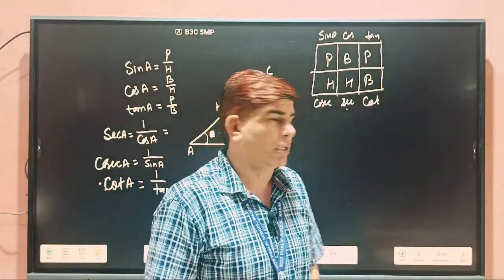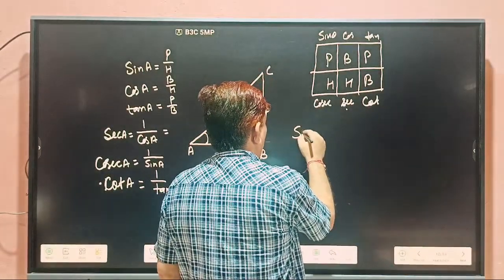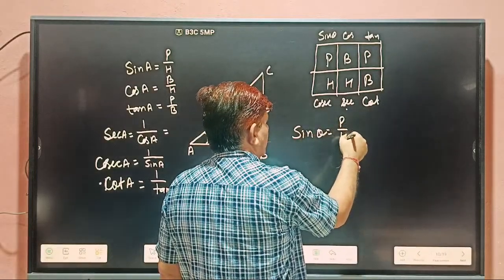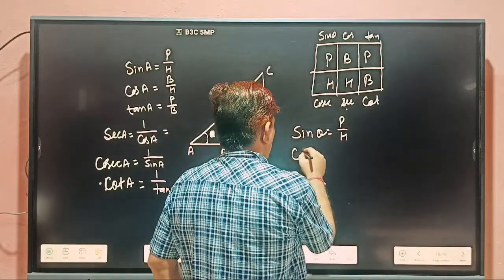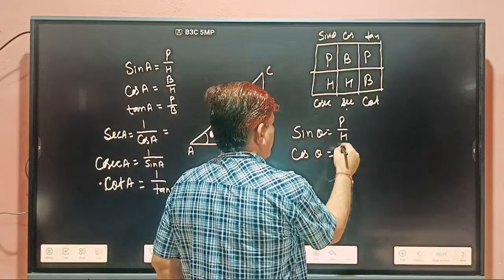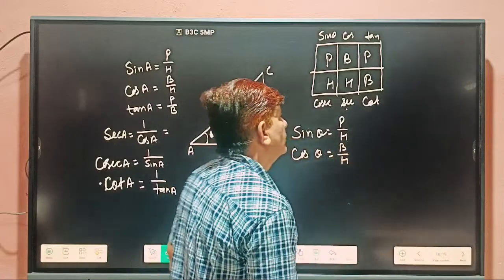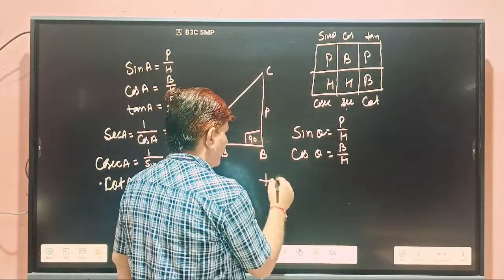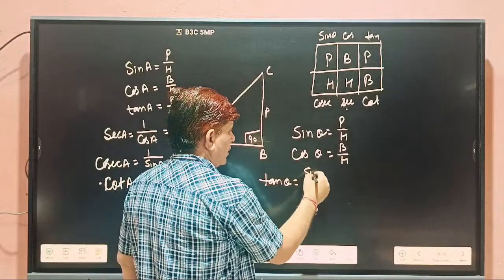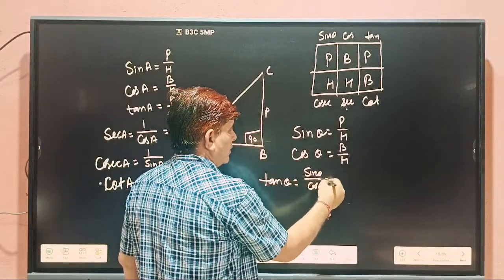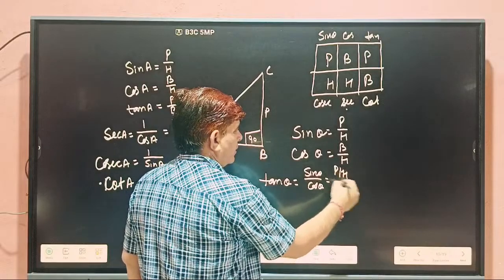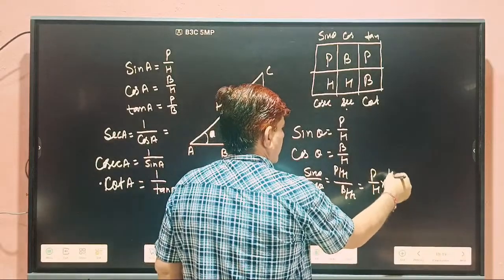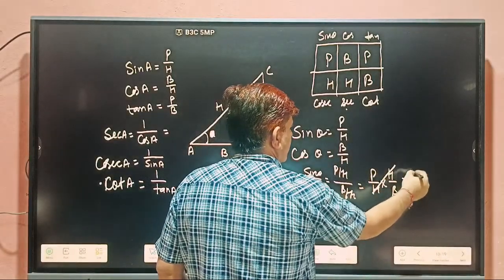So one more method. You can learn this: sine theta is equal to P by H and cos theta is equal to B by H. This you can learn. The remaining, tangent theta, is equal to sine theta by cos theta. So P by H over B by H, so we can write P by H into H by B. Cancel out, P by B.